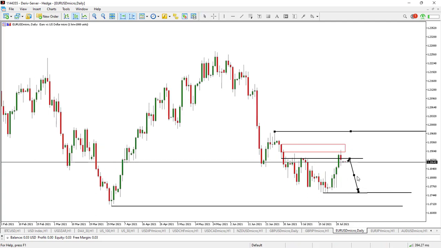The main target for this week will be this low. Let me proceed with another pair.